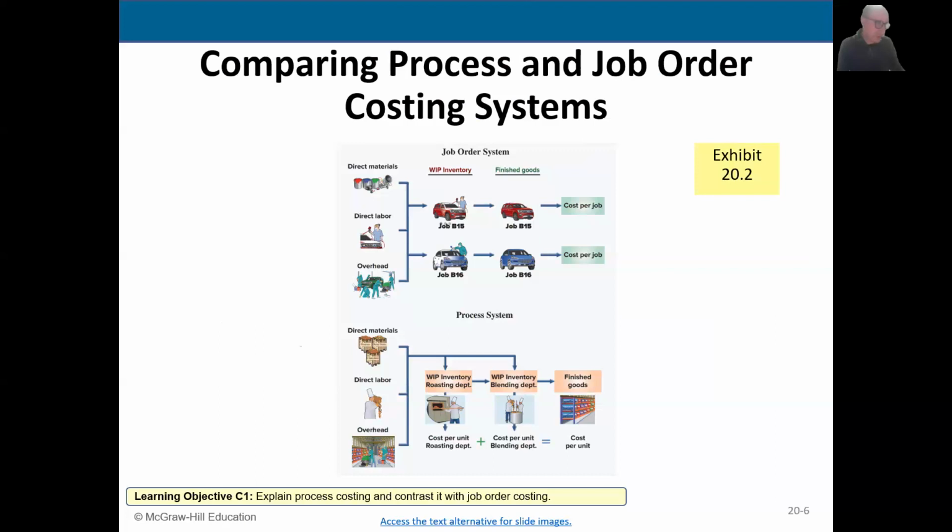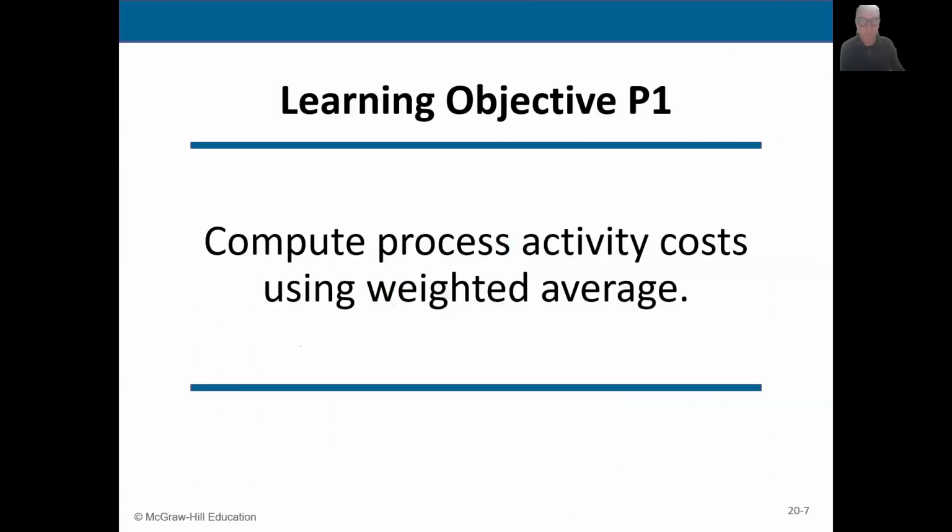So these two diagrams help you to compare job order costing to process costing, which is what we're talking about today. Now, there are a couple of different methods that we apply to process costing, and one of those methods is called weighted average.